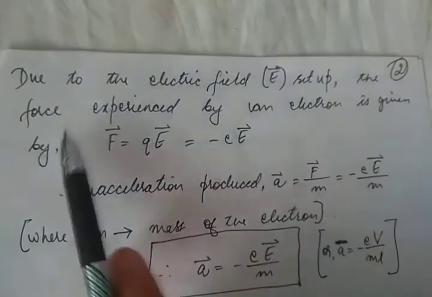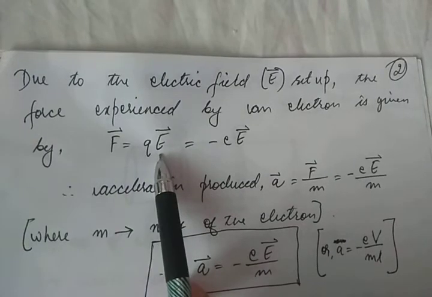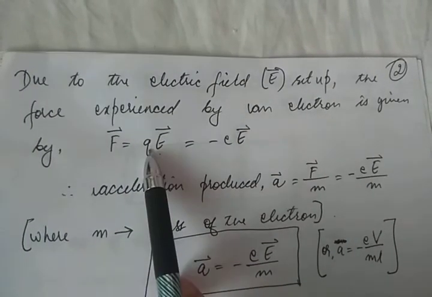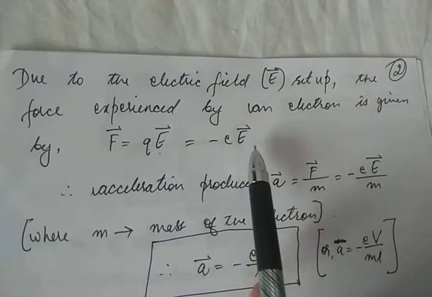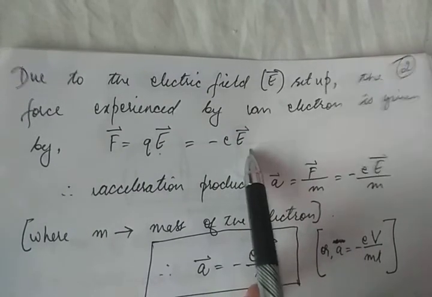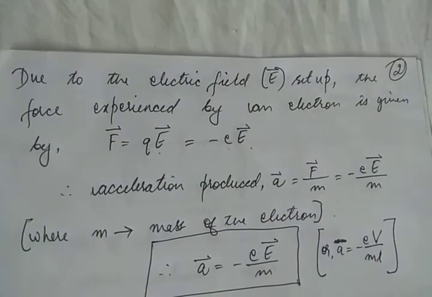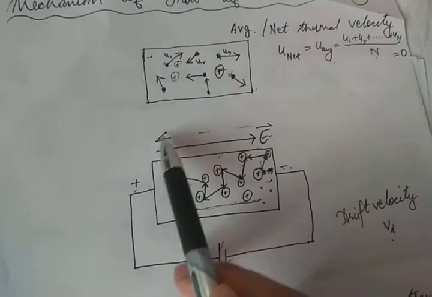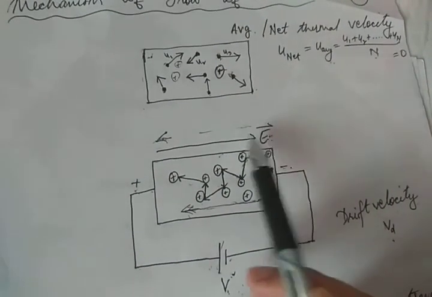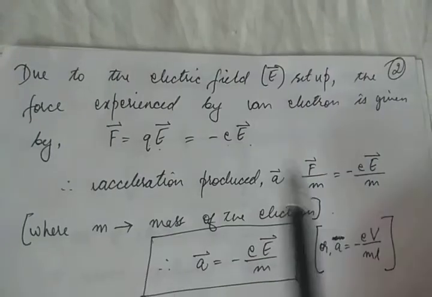Due to the electric field set up, the force experienced by an electron is given by F, which is QE, we know this. But Q here is the electron charge in this case, so therefore force experienced by the electron is minus e into capital E. Why the minus sign? Because the electron is negative in charge, therefore it will experience a force in this direction, opposite to the electric field. That is why the minus sign, remember.